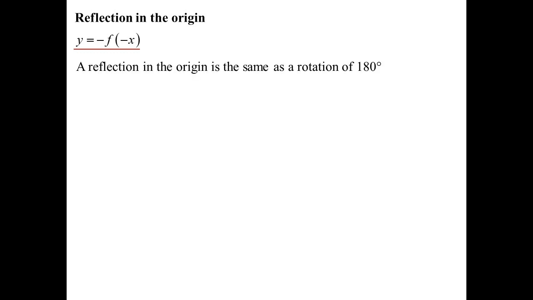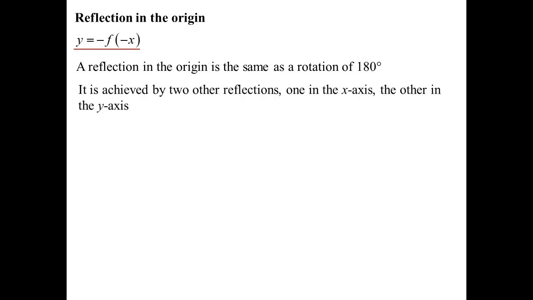Reflection in the origin, both of them become negative. So y equals negative function negative x. What it basically is, is a rotation of 180 degrees. It ends up being a rotation of 180 degrees. Right? So it's two reflections, one in the x-axis, one in the y-axis, and you end up with this rotation.